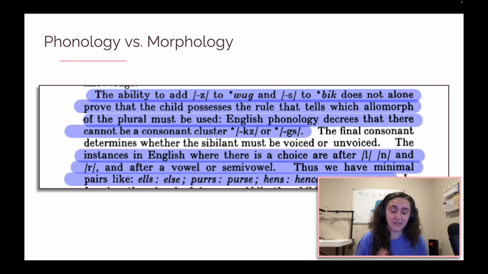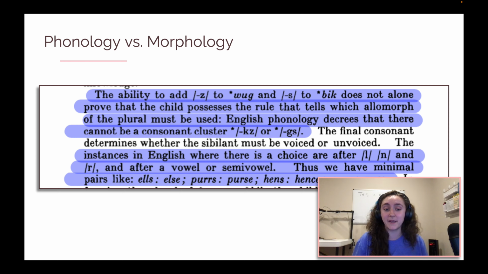I mean, you can force yourself to say it, but English phonology pretty much disallows that, so it's very difficult to do. So the point being, just because they said WUGz does not mean they actually know that after a voiced sound, the plural marker must always be voiced, because there's this other rule in the phonology that is kind of playing along with it that is preventing you from even making it sound at all. So it's not clear that they're making the correct choice because of morphology or phonology. But then this next sentence says, the instances in English where there is a choice are after the L sound, the N sound, and R sound, and after a vowel or semivowel.